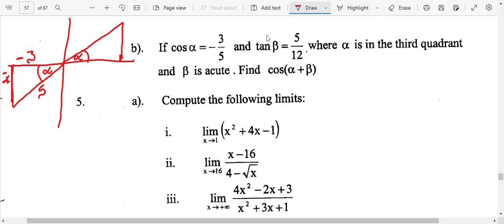Okay, and then you've been told that tan beta is 5 over 12, and we know tan is given by adjacent over hypotenuse. Is it adjacent over hypotenuse or opposite over adjacent? So that means that this is going to be 5, and then the 12 is the adjacent, that is going to be here. So how can you find this side?